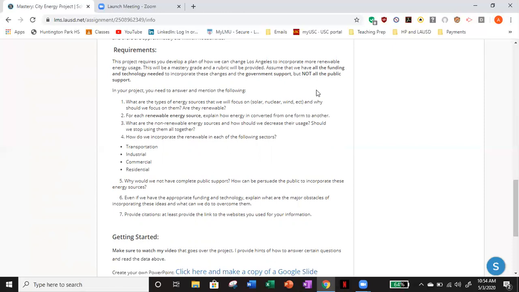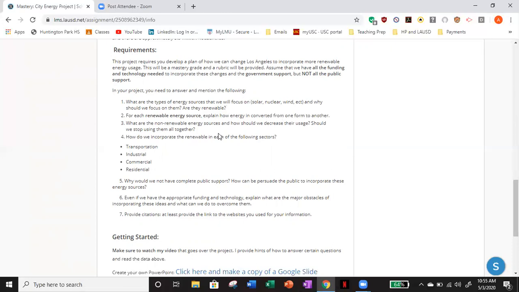Then for each renewable energy source, explain how energy is converted from one form to another. So let's take solar panels. How does it take the solar energy, the light from the sun, and change it to electrical energy? If you remember in our past lessons, the light causes the solar panel to release some electrons, and then the circuit absorbs it or takes it in and transfers it to different sources. So stuff like that you can explain.